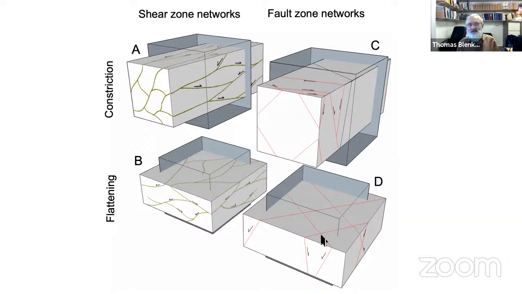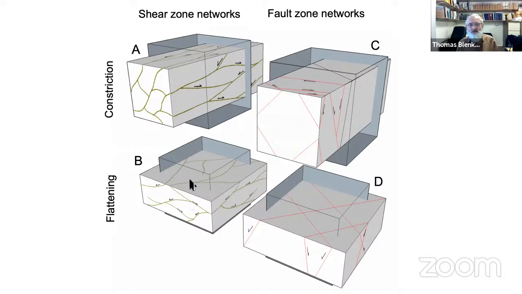And we can take this example over into the world of continuous deformation to also observe that in prolate or constrictional strains, we have a geometry of shear zones which typically isolate rod-like or elongate bodies of rock between them, sometimes called lithons. Whereas in the flattening case, we have a network which is arranged so that we have lozenges or pancake-shaped lithons between the network of shear zones.